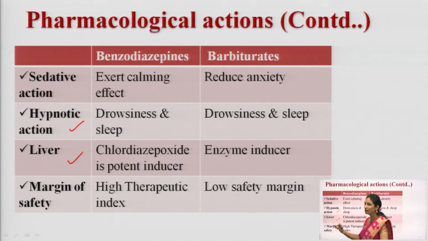And what about the liver? If I am talking about these two drugs, benzodiazepines and barbiturates, barbiturate is a potent enzyme inducer. What is an enzyme inducer? It means it can induce the enzyme and it will increase the metabolism of the drugs which you have taken along with this drug, right. If you have taken a barbiturate and along with it some second or third drug, the barbiturate, being an enzyme inducer, will increase the metabolism of the rest of the drugs and they will be eliminated from the body very soon.